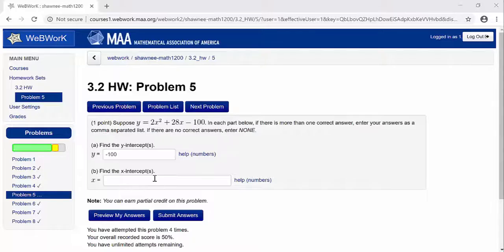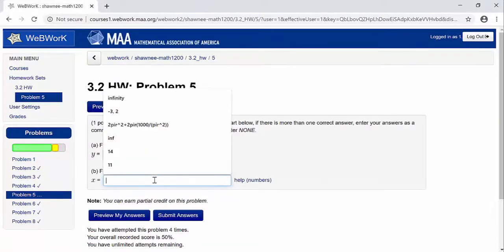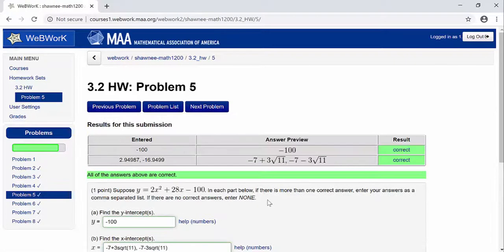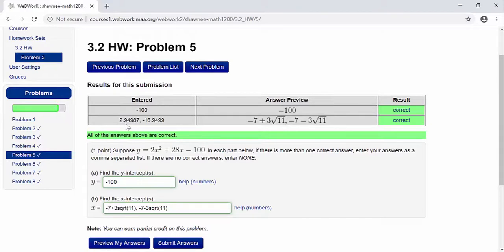Again, you could also type in the expressions in your calculator to get the decimal values. So when I go back to WebWork to enter my x-intercepts, I'm going to use the simplified form of minus 7 plus 3 square root of 11 and negative 7 minus 3 times the square root of 11. Remember to separate them by a comma. And if you're using the unsimplified form, make sure you put parentheses around the whole numerator. And if you want to just enter the decimal answers, you can do that as well.